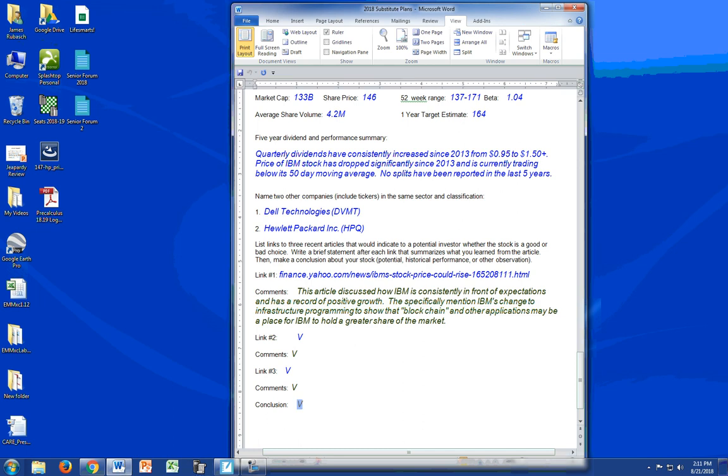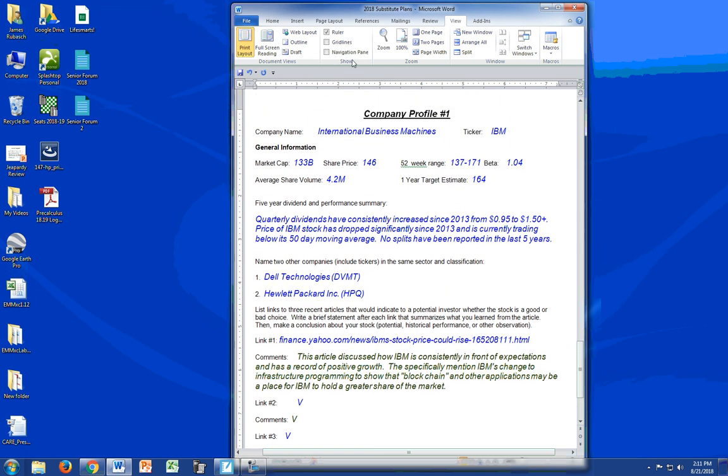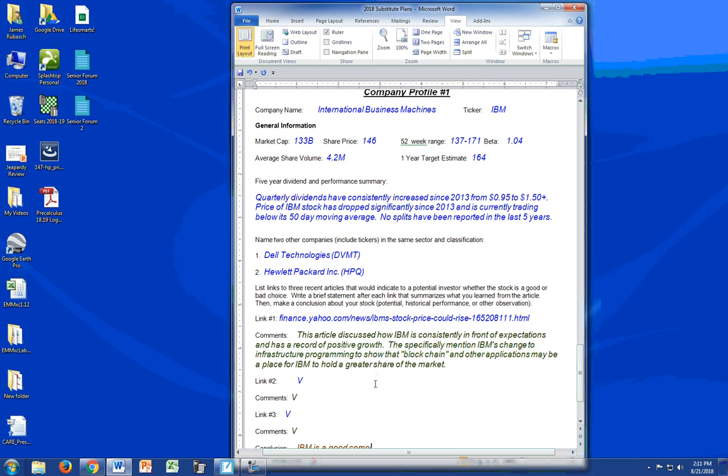So I might write at the end, IBM, you know, is a good company, like that sort of thing. Type in what I feel from my investigation of this company profile. Notice up in here, I'm looking at a lot of different things and a lot of different variables to make my decision on whether or not I might take a chance and purchase some IBM stock. That's kind of the idea here.